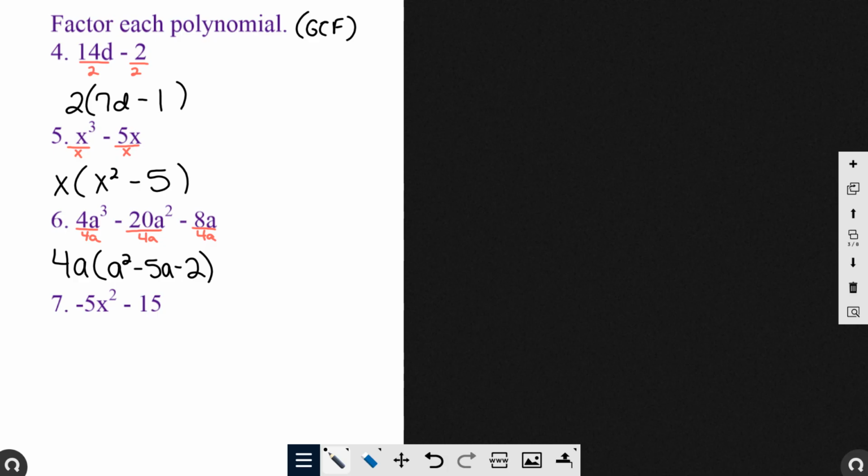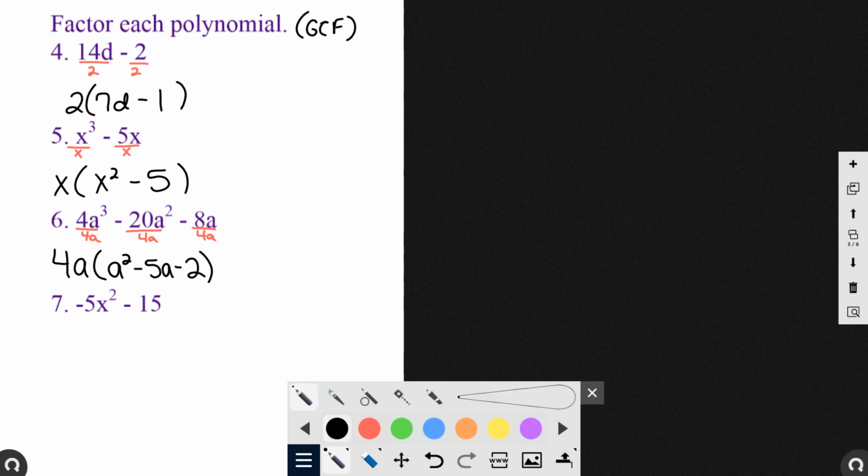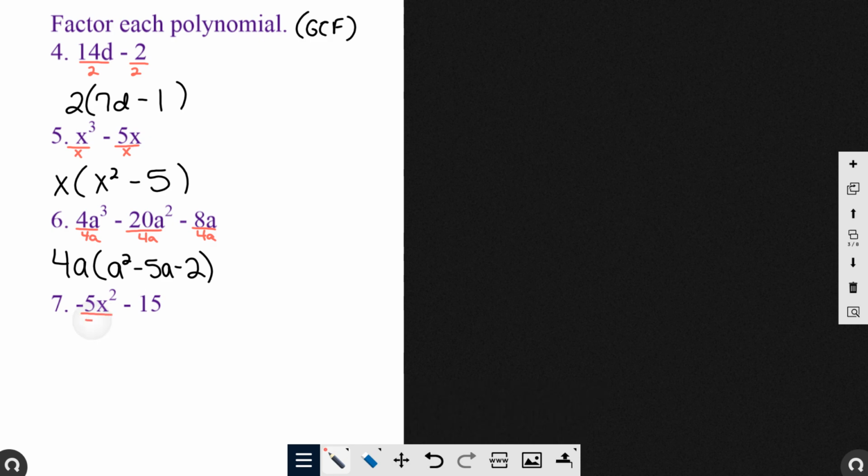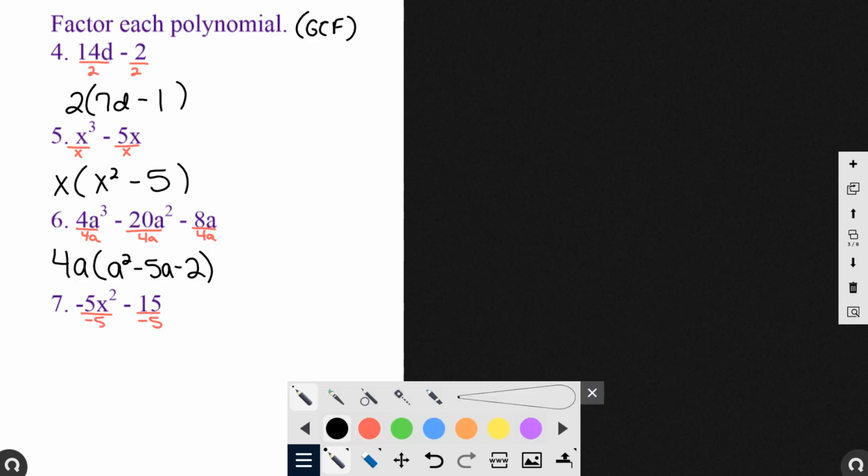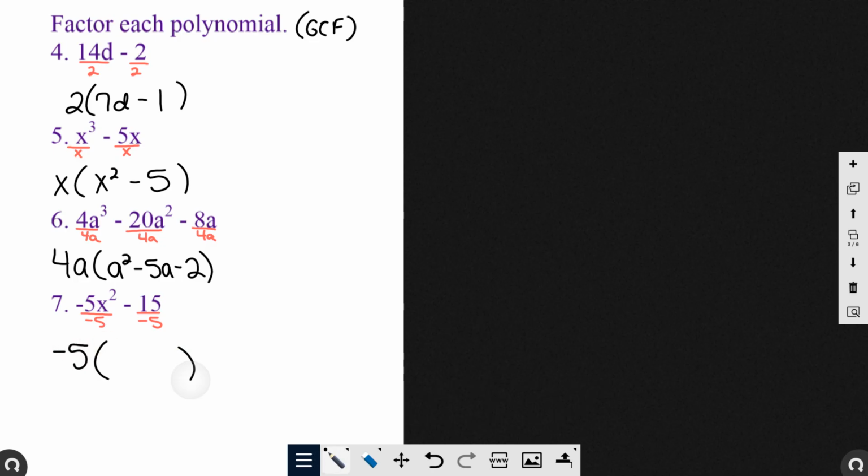What do you think that GCF might be? A 5? Negative 5? I would go with negative 5. Typically, this is what we say with GCF, and you'll see this more on Monday. If the first term is negative, you factor out a negative. So since that starts out as a negative here, we're going to factor out a negative 5. Do I need to factor out negative 5x or just negative 5? Just negative 5. Okay. So I put my negative 5, and then I put parentheses.